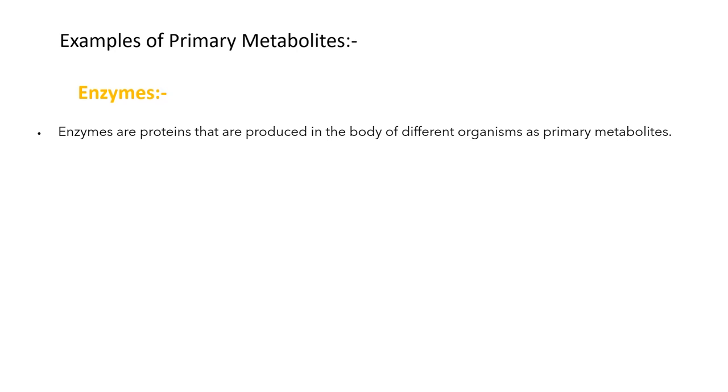Examples of primary metabolites include enzymes. So enzymes are proteins that are produced in the body of different organisms as primary metabolites. You can see in case of different organisms, the enzymes will be different for their different reactions, whatever is happening in that organism. So they require different enzymes for running those various syntheses.